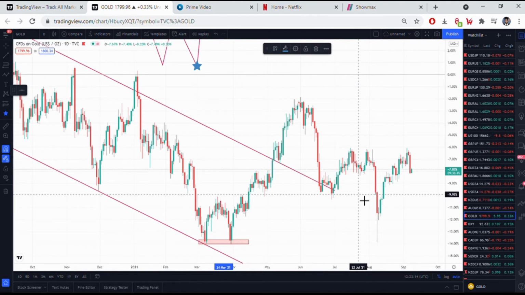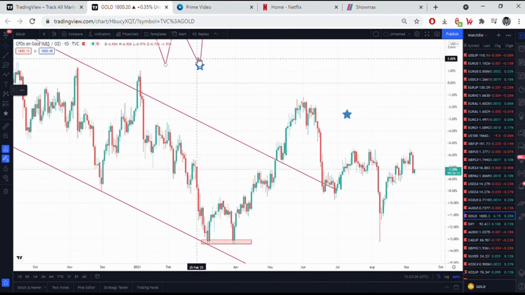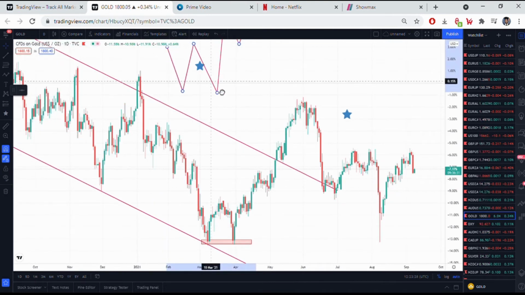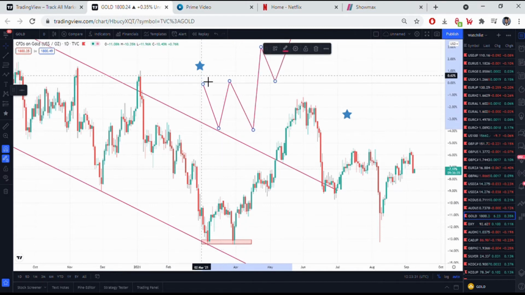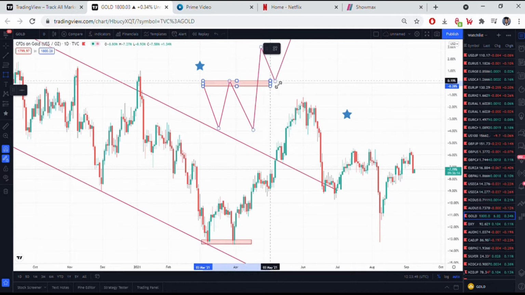But it's no surprise that this level was respected, because when the market pushed up the first time, when the market created this double bottom, it created a level here. We call this a neckline. This right here is called a neckline. Now the market came and respected this level and went up.